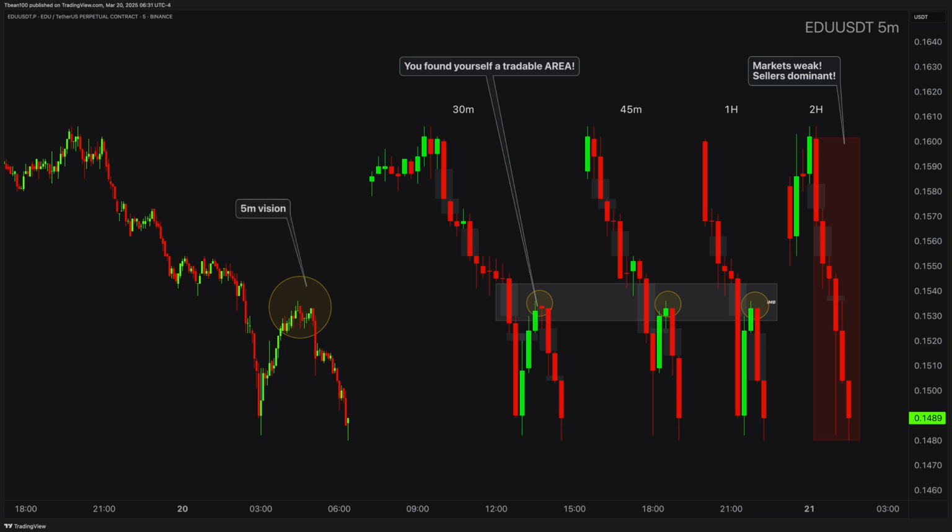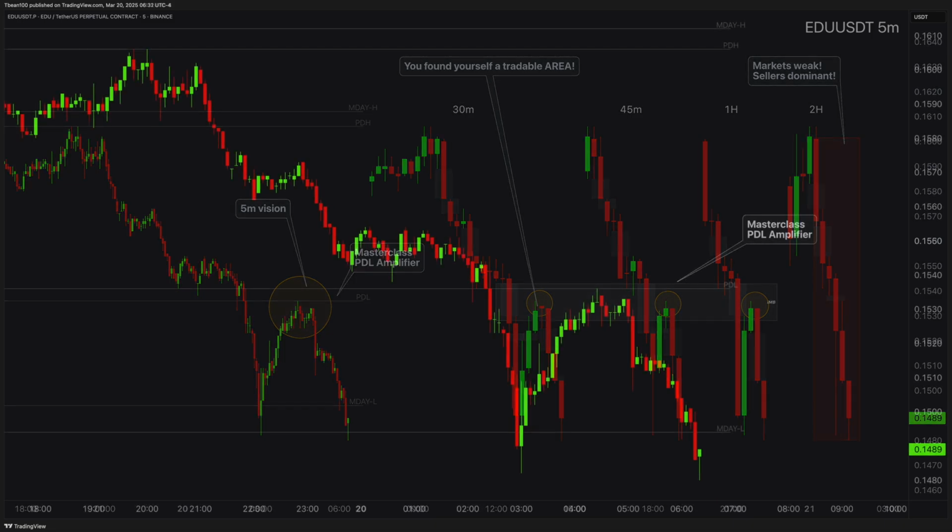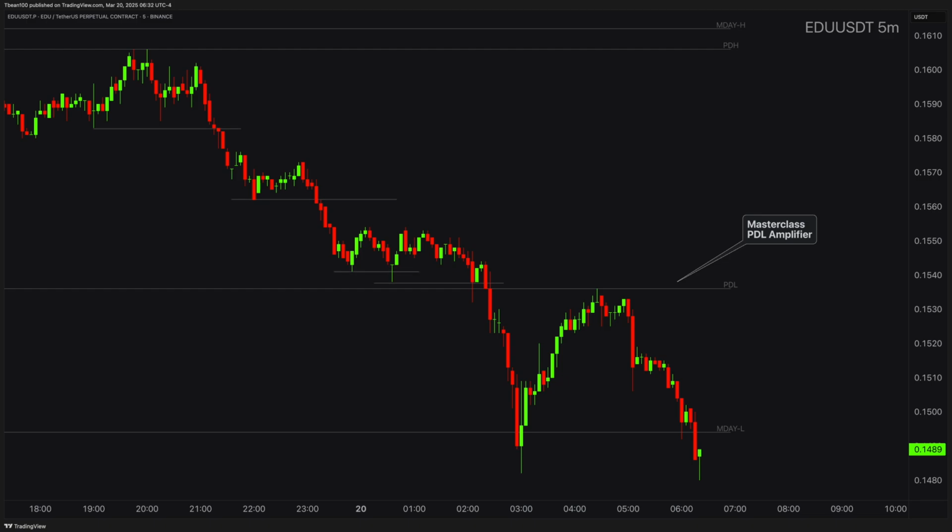First, you will notice that this is not an ordinary level. It is a PDL area, a previous day low amplifier. Amplifiers are actually sort of support and resistance flips in a sense. This is why it amplifies your entries. Now let's zoom in on the area. Before anything else, what do you notice here?